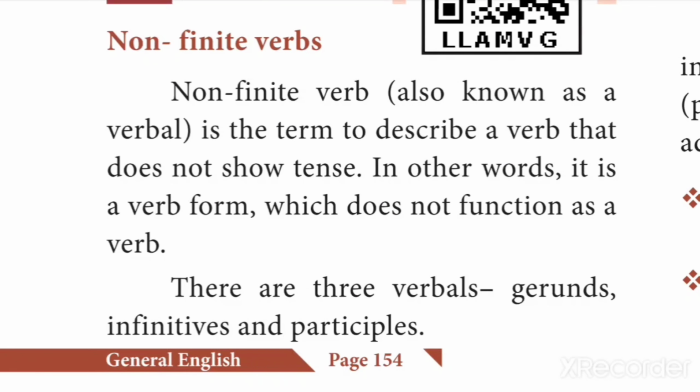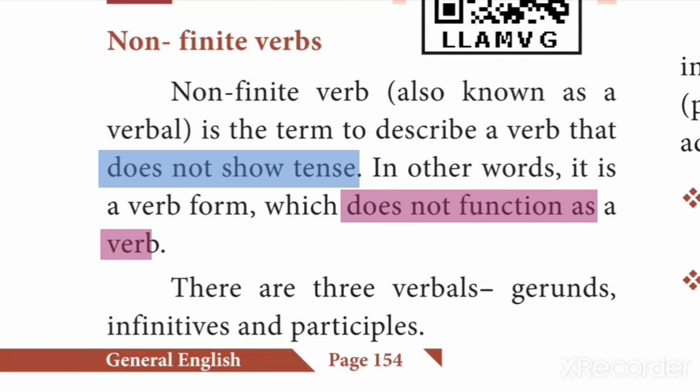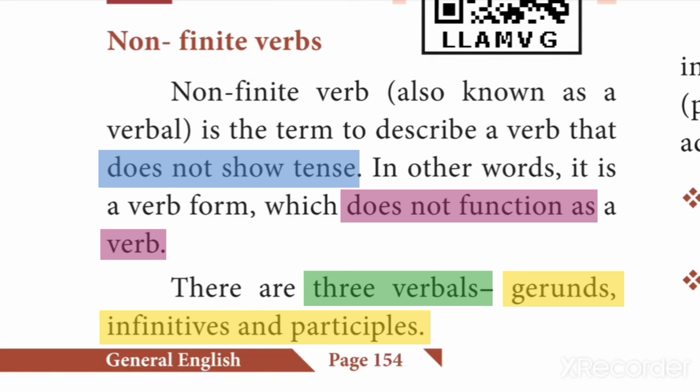A non-finite verb, also known as a verbal, is the term to describe a verb that does not show tense. This is important here. A non-finite does not show tense. So, in other words, it is a verb form which does not function as a verb. It is a verb form, but it does not function as a verb. There are three types of non-finites, or otherwise called verbals. They are gerunds, infinitives, and participles.